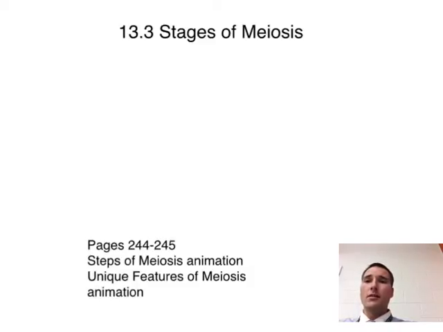If you want a step-by-step, seeing it happen in animation, then go to our website, to the resources for Unit 4, and there's an animation section. These two animations are great. The Steps of Meiosis animation gets into about the detail that our book does, and then the Unique Features of Meiosis is a real brief one with a little bit of extra information about meiosis. So pause your video now and go check those out.